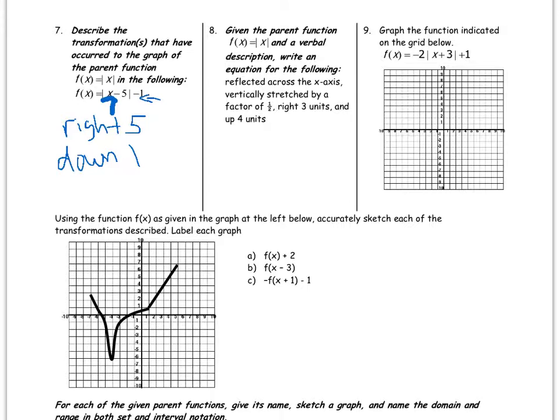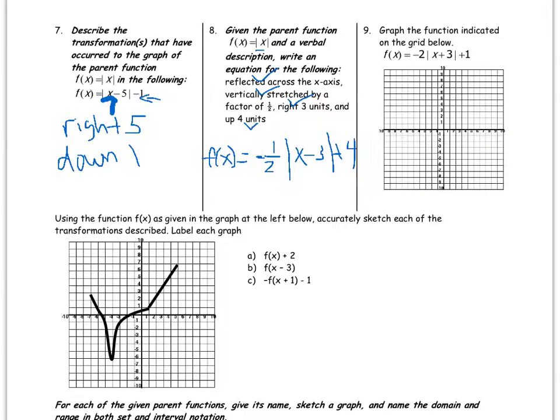8, we want to write an equation. So we've got f of x. We want our absolute value graph to reflect across the x-axis, which will be a negative out front, vertically stretch by a factor of 1/2, so it'll be a 1/2 also in front of my absolute value bars. Right 3 units, so to go right, we're going to do x minus 3 inside the bars, and up would be a plus 4 outside my bars. So we'll have f of x equals negative 1/2 absolute value of x minus 3 plus 4.